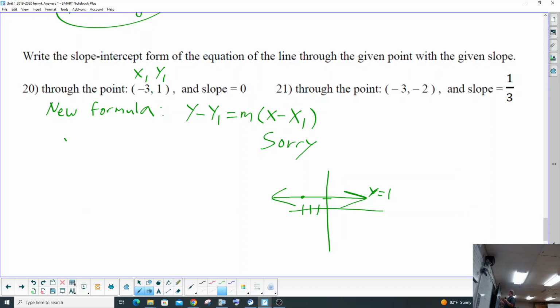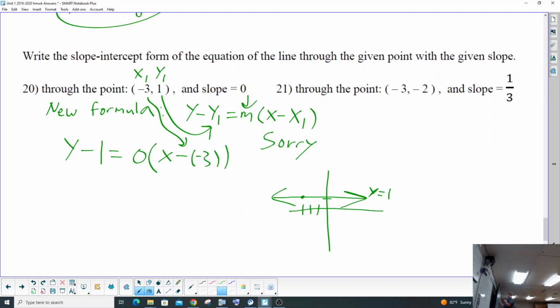Let's use our formula now. So y minus y1, which in place of y1, we're going to put a 1 there, so y minus 1, is equal to the slope they tell us, which is m equals 0, times x minus x1, where x1 is negative 3.